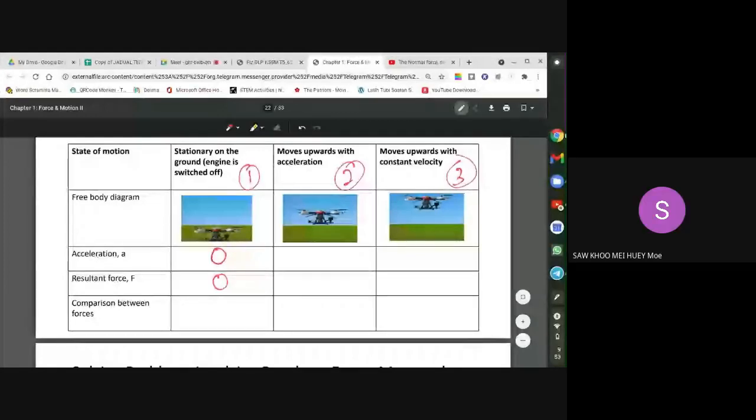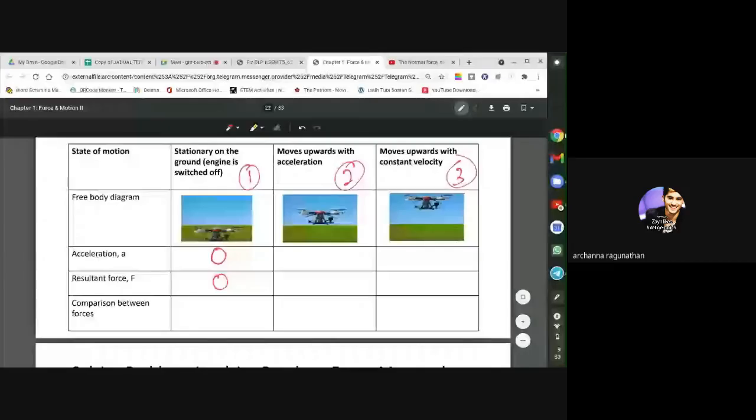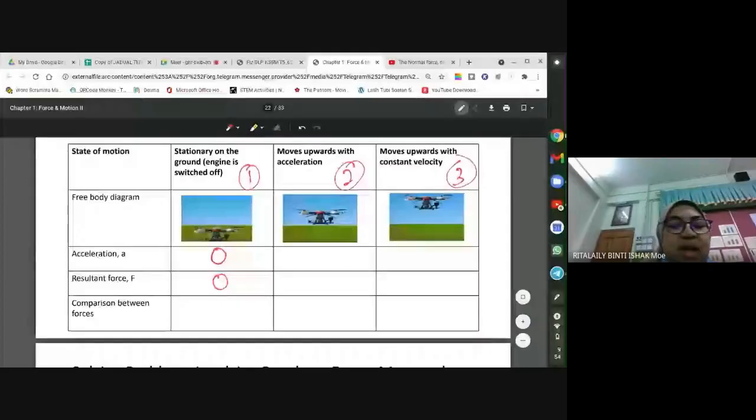Is it comparison resultant force? No. A comparison between forces, you need to tell me how many forces, which direction, and the relationship of the forces. So based on here, there are two forces. So what is the relationship between the two forces? Teacher, there's normal force and weight. Okay, and the weight, what is the relationship? Both are equal.